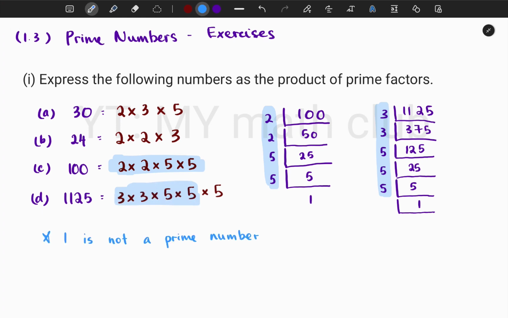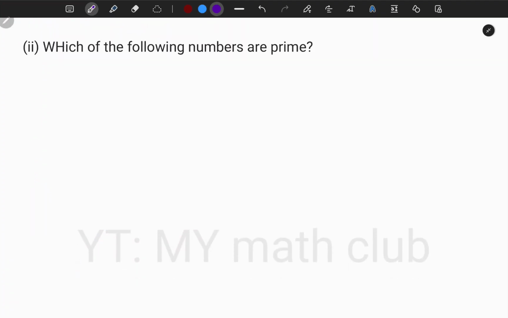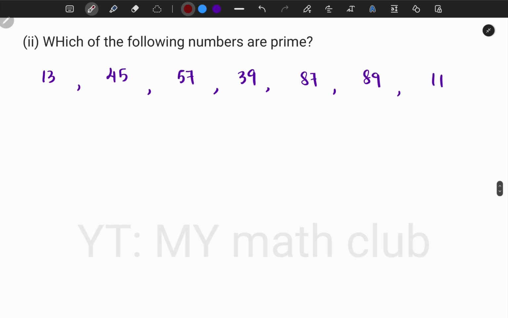Question 1 is done. Okay, moving on to question 2. Which of the following numbers are prime? Your options are 13, 45, 57, 39, 87, 89, and 11. There are only 3 answers to this question. The first one is 13, and then 89, and then 11.